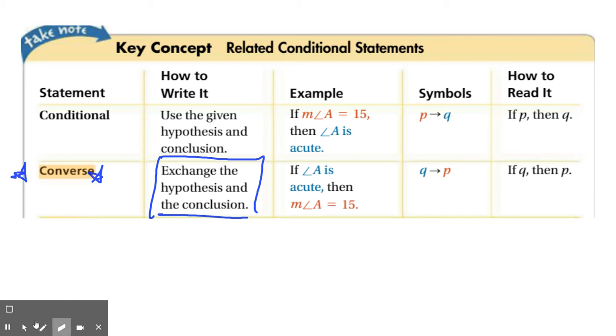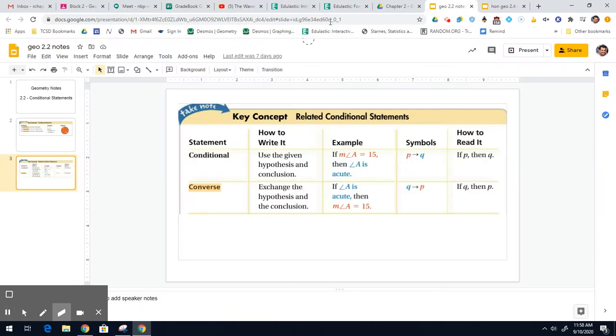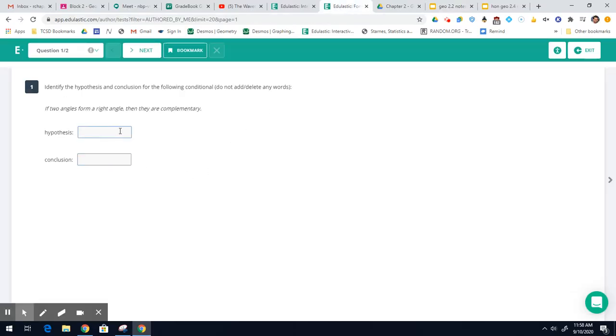All right, so we're going to take a look at two problems here. The first problem talks about identify the hypothesis and conclusion for the following conditional. Do not add or delete any words. So that's for the grading purposes. All right. So the conditional is if two angles form a right angle, then they are complementary.